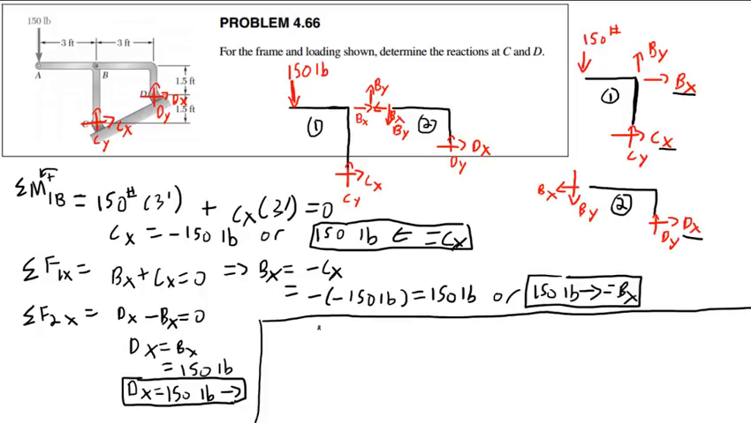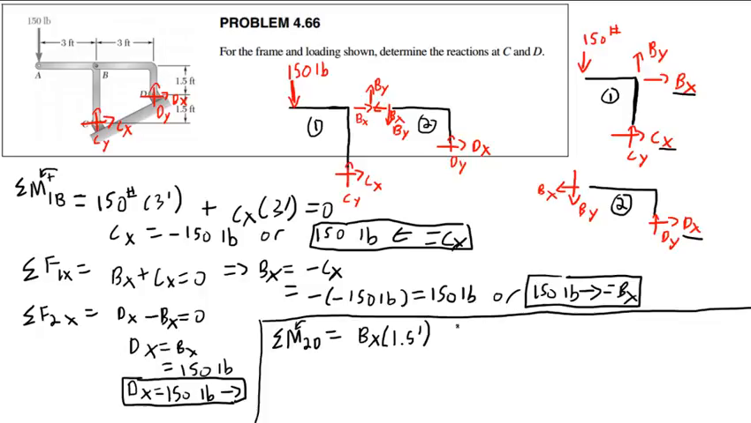Let's do a sum of moments about point D, perhaps. Sum of moments on object 2 about point D. So that will make it so I only have these two forces generating moment. So I'm going to have BX, and this would be as drawn a positive moment about point D. The moment arm there is 1.5 feet. And BY, as drawn, is also going to generate a positive moment.